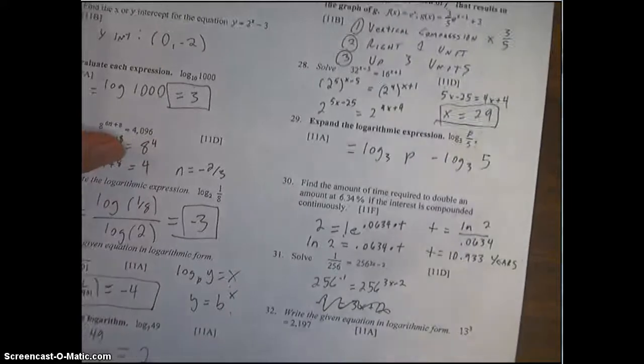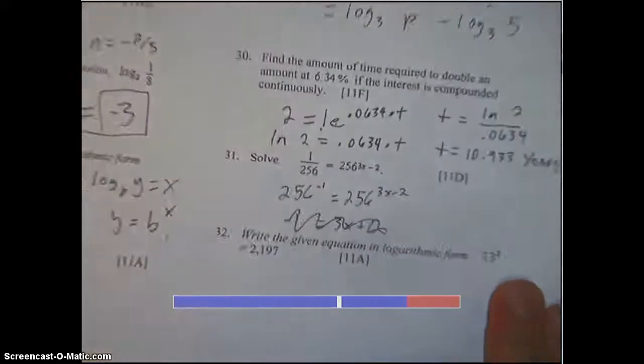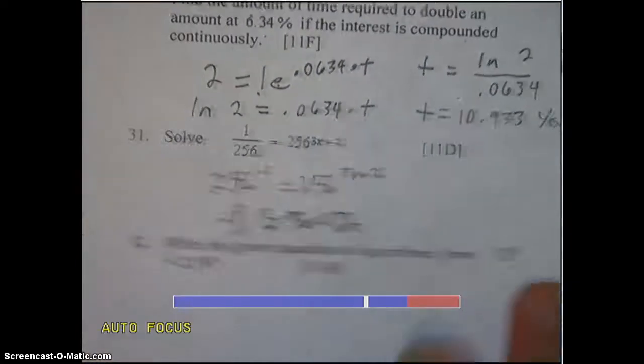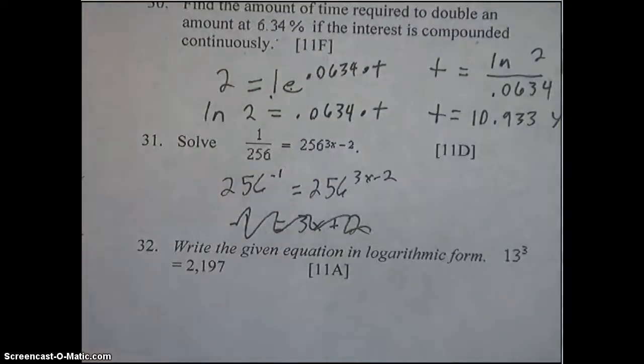All right, I'm going to try and finish the rest of this test review now. I'm going to try and see if we can get all 31 through 43 on the rest of this video here. Solve 1 over 256 equals 256 to the 3x minus 2 power.